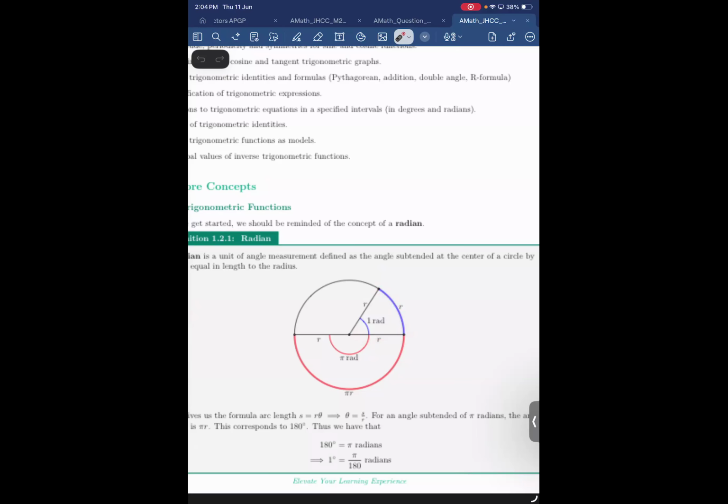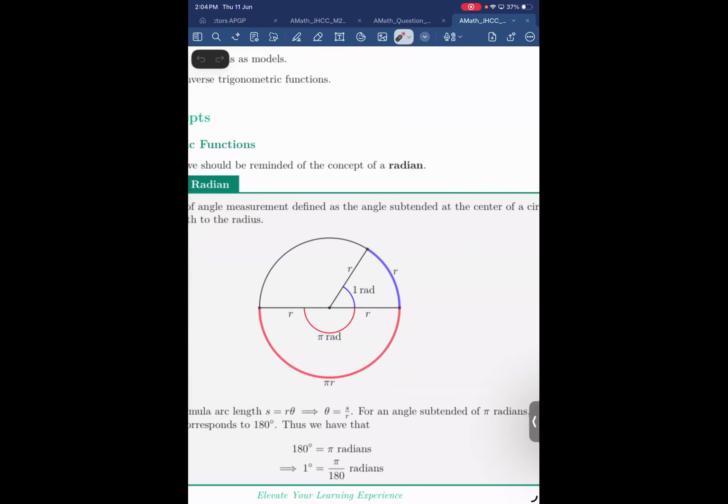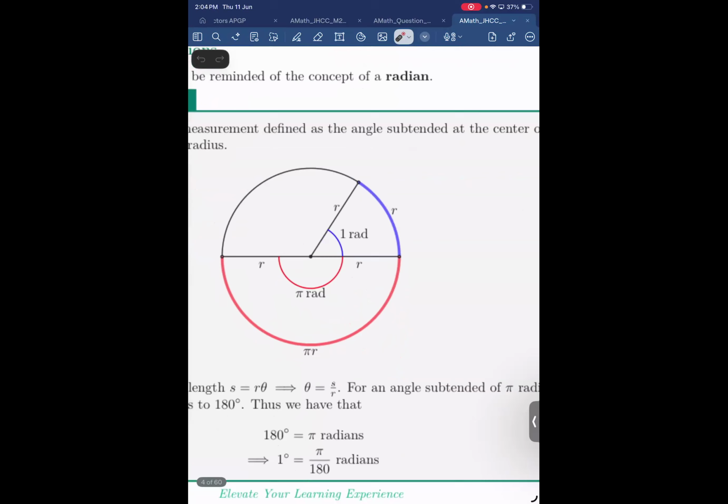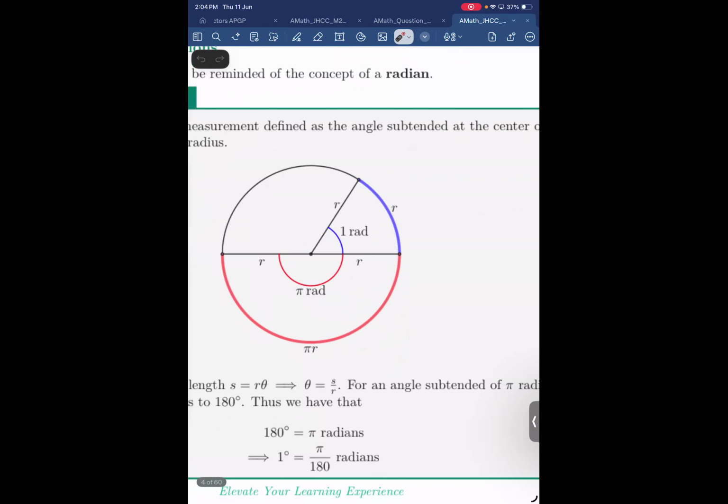Then you can derive that S equals R theta, where arc length basically equals R times the angle subtended. This arc length here equals R times this. Then it tells you that theta equals S over R. And then you can observe that pi radians basically equals 180 degrees. Pi radians is 180 degrees, and we have this conversion over here. 1 degree actually is pi over 180 radians.